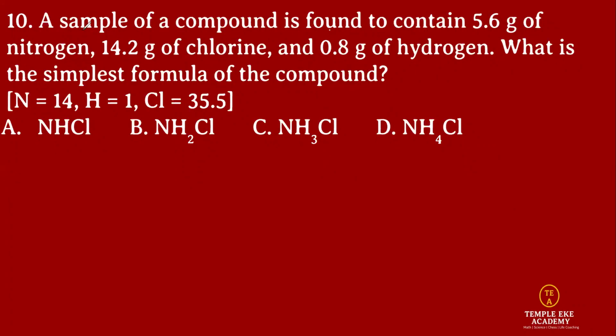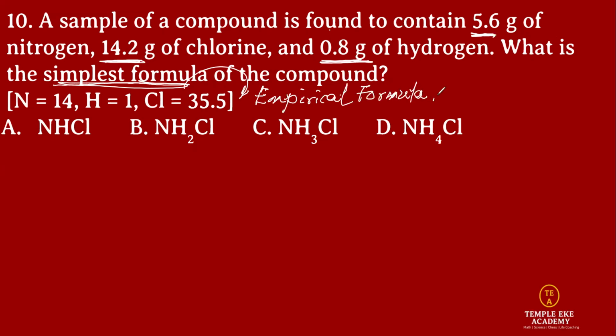This question says, a sample of a compound is found to contain 5.6 grams of nitrogen, 14.2 grams of chlorine, and 0.8 grams of hydrogen. And now we're required to find the simplest formula of this compound. The simplest formula is the empirical formula. That's what we're asked to find. Beautiful. The empirical formula.